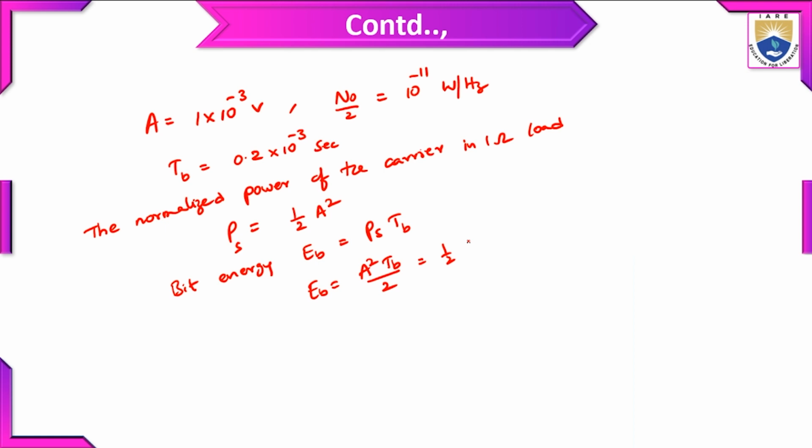So 1 by 2 into what is the A value? The amplitude is given as 1 millivolt. So 1 into 10 power minus 3 whole square into what is the bit duration? 0.2 milli, so it is 10 power minus 3. After solving this, you get 1 into 10 power minus 10. So this is my energy per bit.